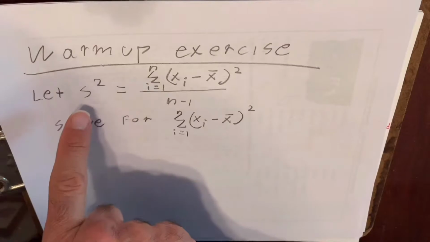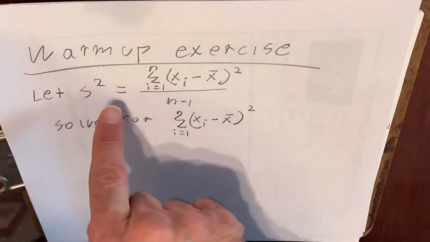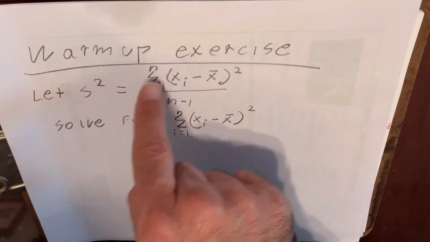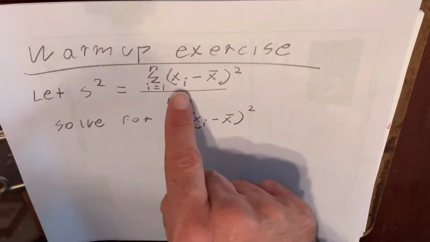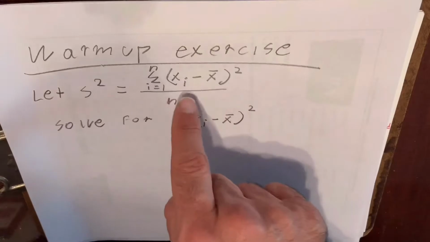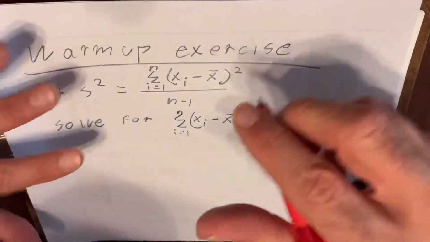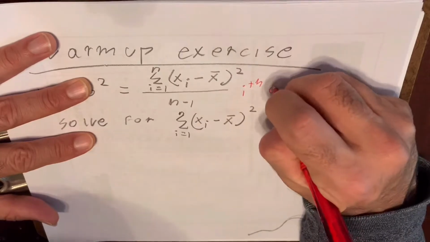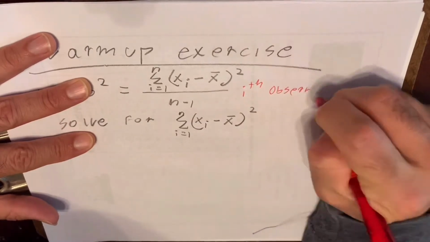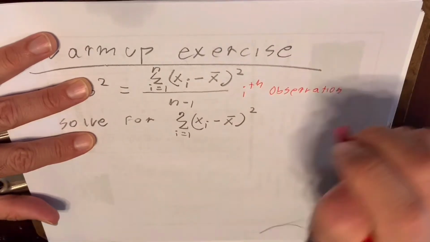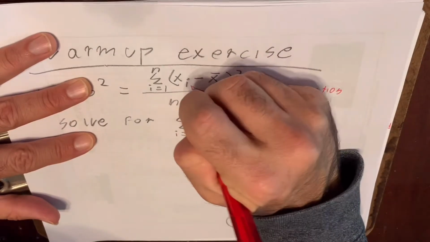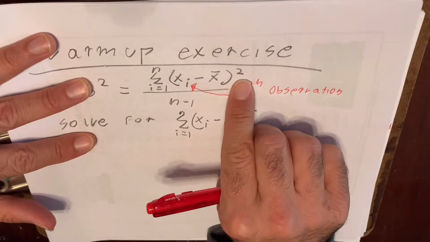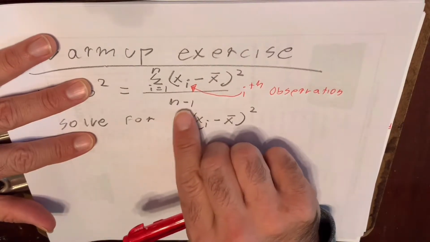You should know that the sample variance is equal to the sum, as i goes from 1 to n, n being the sample size, of x sub i, which refers to the ith observation, minus the sample mean, quantity squared, divided by the sample size minus 1. Let me write this down for you.